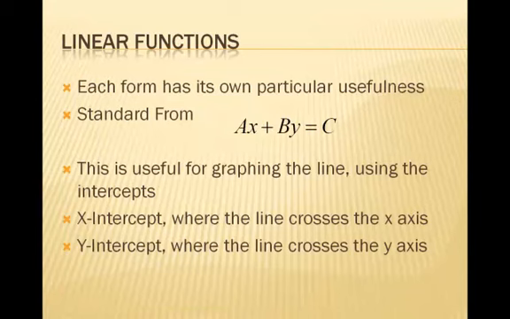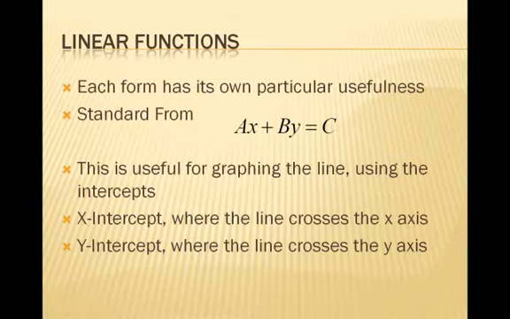As I mentioned before, every line or form of a line has its own usefulness. The other form of a line is standard form, and you can recognize it as ax plus by equals c. So we basically have numbers in front of x and y that are both on the same side. Now this form here is really good for graphing when you want to use the intercepts.